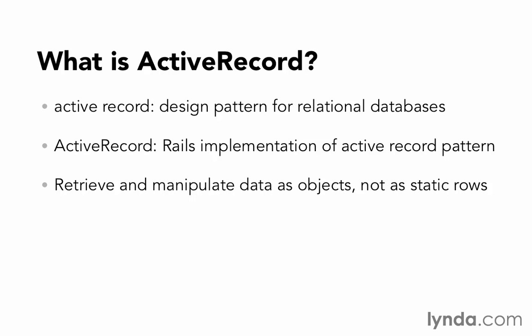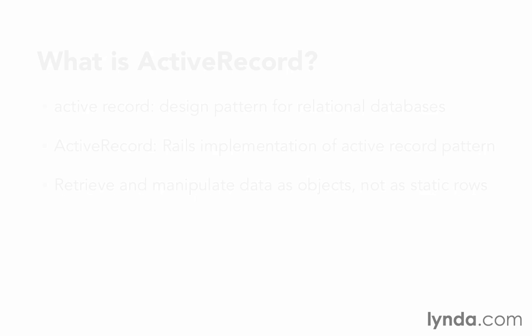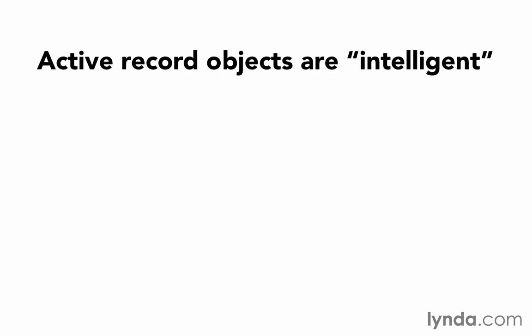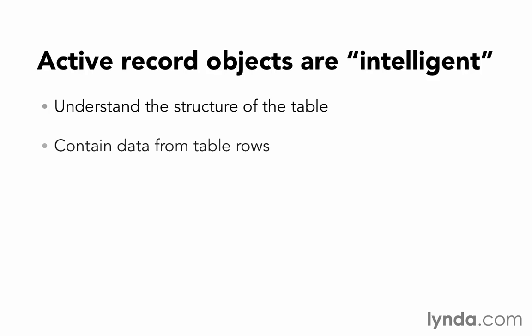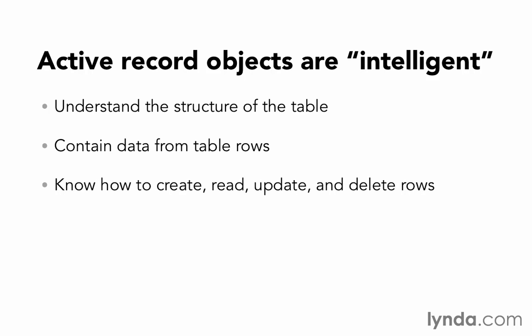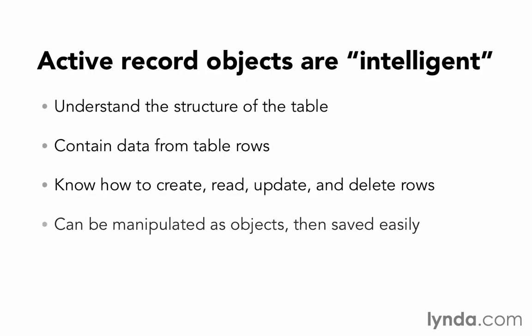If you've ever worked with database data as rows, you know that it can be cumbersome. Instead, active record makes our objects intelligent. The objects understand the structure of the database, and they know how to interact with it. Our objects not only contain data, but they also contain code for creating, reading, updating, and deleting rows in the database. Therefore, objects can be manipulated and saved back to the database with just a few simple commands.